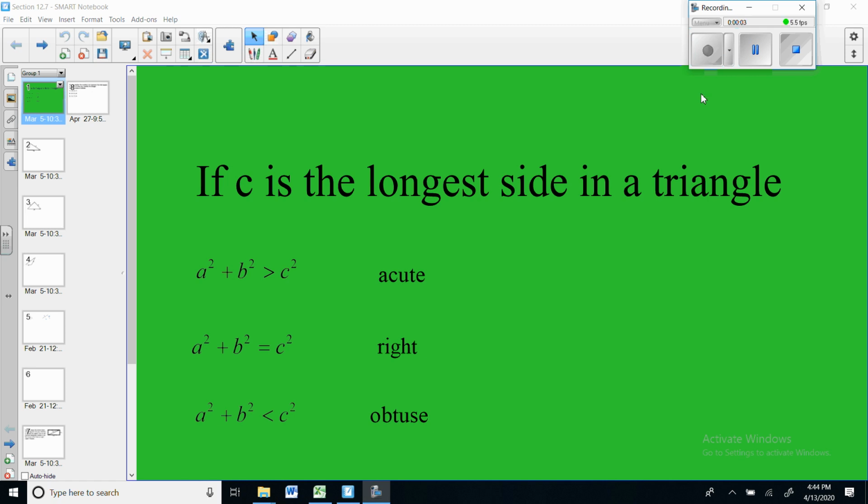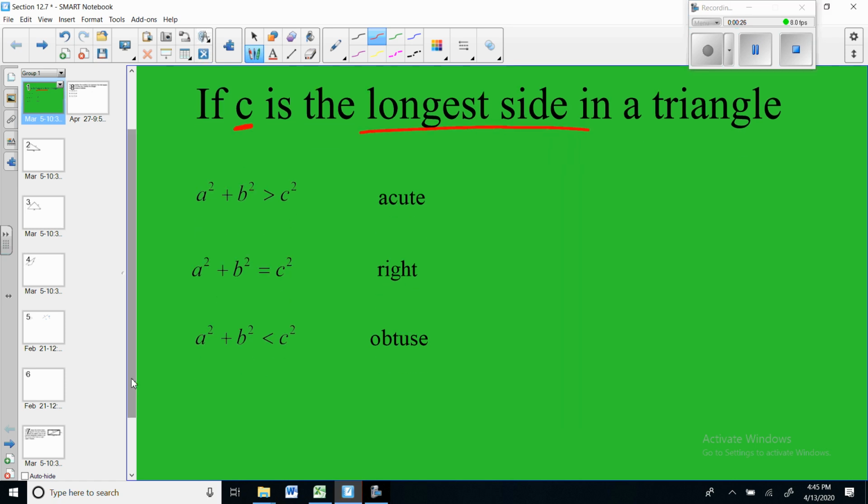Today we're going to take a look at the converse of the Pythagorean theorem. With the Pythagorean theorem, remember, it was a squared plus b squared equals c squared. What this allows us to do is to classify our triangles, even if we're not given a picture of a triangle, based upon our side lengths. What you want to make sure that you do is that c is always going to be the longest side. Okay, it's a huge key in this converse of the Pythagorean theorem.